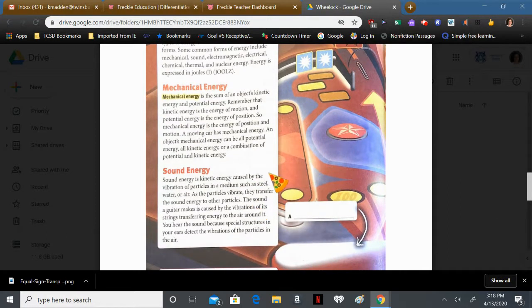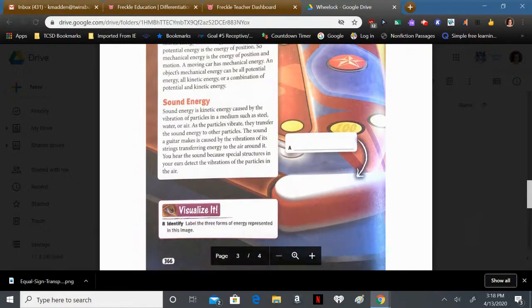Sound energy. Sound energy is kinetic energy caused by the vibration of particles in a medium such as steel, water, or air. As the particles vibrate, they transfer the sound energy to other particles. The sound a guitar makes is caused by the vibrations of its strings transferring energy to the air around it. You hear the sound because special structures in your ears detect the vibrations of the particles in the air.